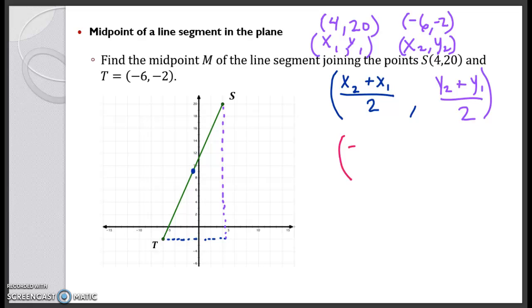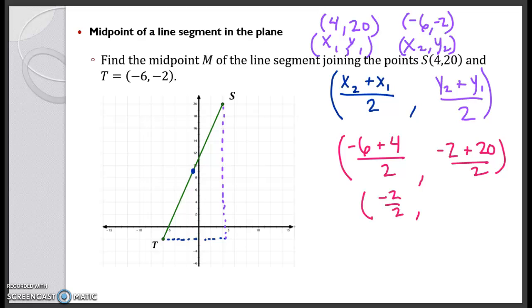So we have x2 is -6, x1 is 4, divided by 2, and then y2 is -2, and y1 is 20, divided by 2. Let's do some simplification. -6 plus 4 is -2, divided by 2. -2 plus 20 is 18, divided by 2. So we're going to get -1, and then 18 divided by 2 is 9.